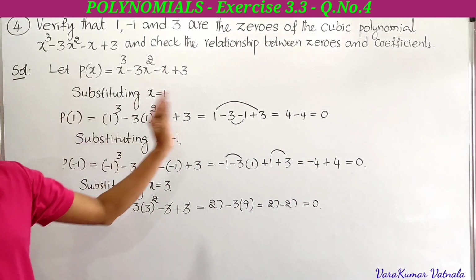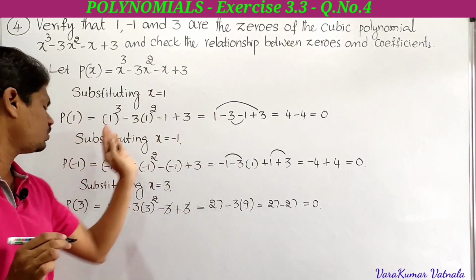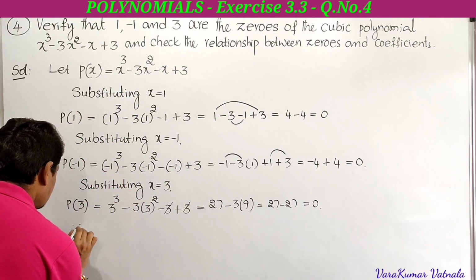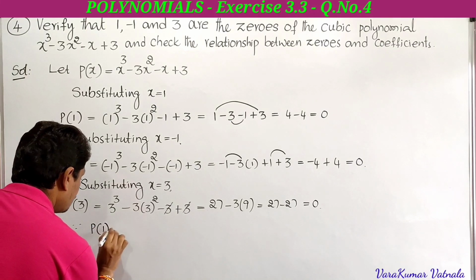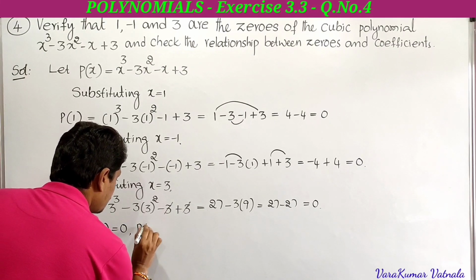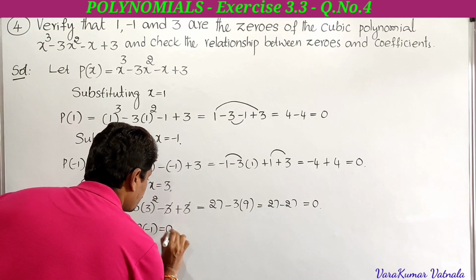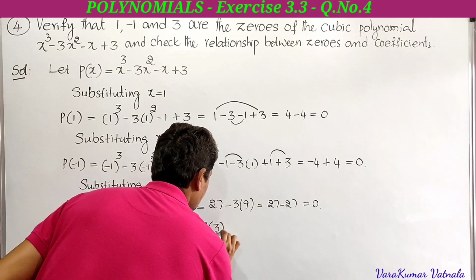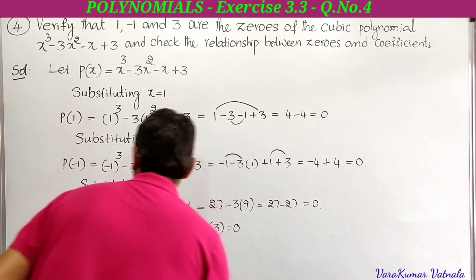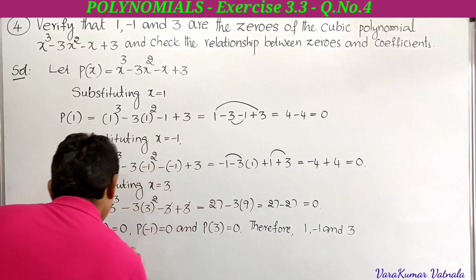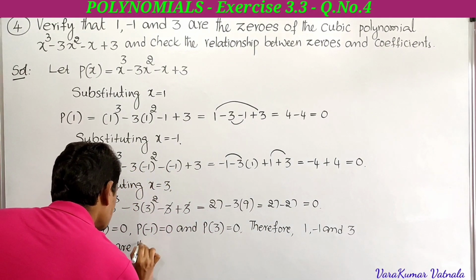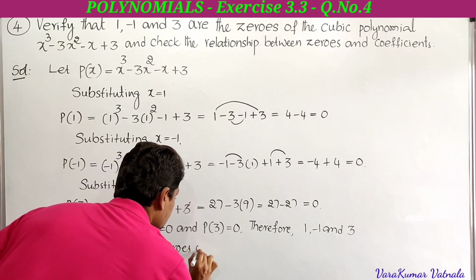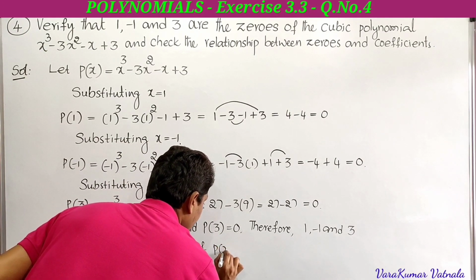Therefore we have p of 1 equal to 0, p of minus 1 equal to 0 and p of 3 equal to 0. So here we can write since p of 1 equal to 0, p of minus 1 equal to 0 and p of 3 is equal to 0, therefore we can say these are the zeros of p of x.